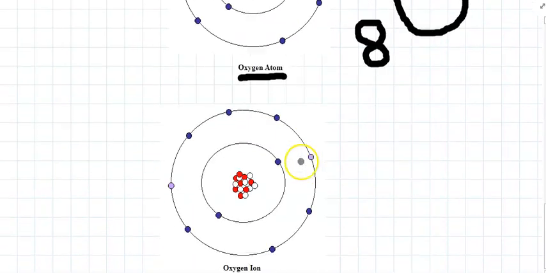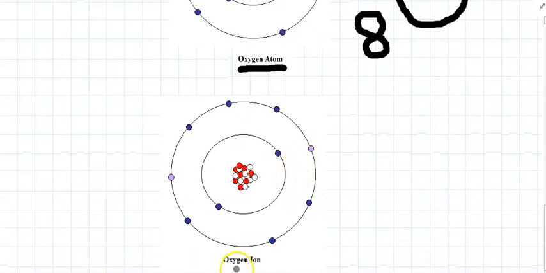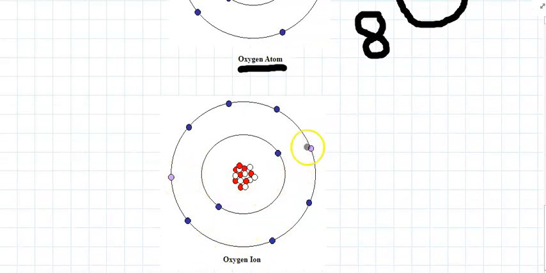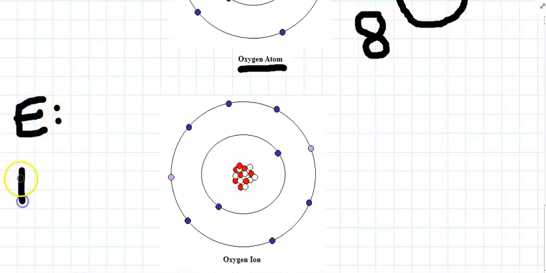So that was an atom. Now we have an ion of oxygen. So this is the most common oxygen ion. And oxygen tends to gain 2 electrons in this case. So let's count the electrons and protons again. Electrons, we used to have 8, now we have 10, because it gained 2. Protons, we still have 8.